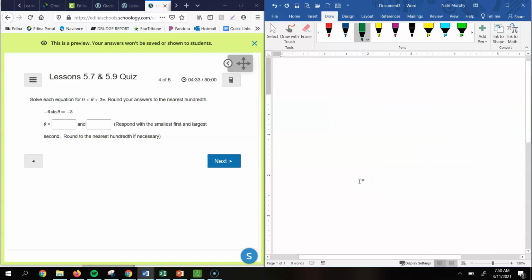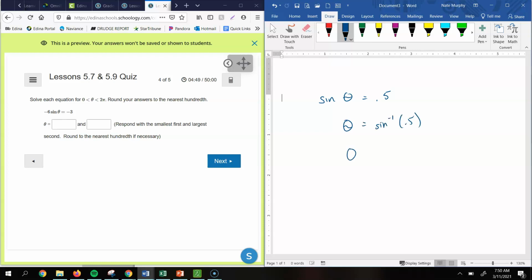Alright, so for this one, what we're going to do is solve this for sine. So we want to get the sine of theta by itself. What I'm going to do is divide both sides by -6. When I do that, I get sine of theta equals 0.5.